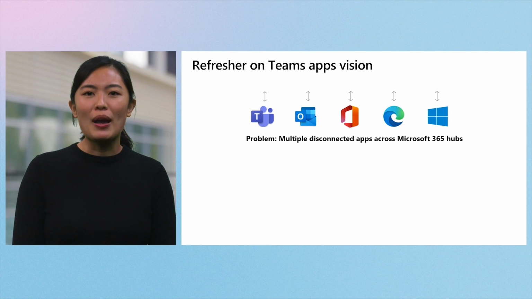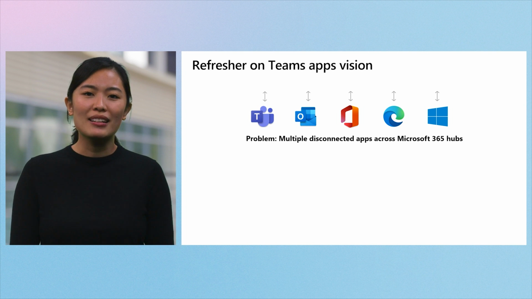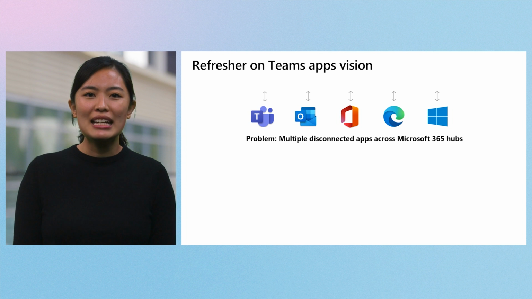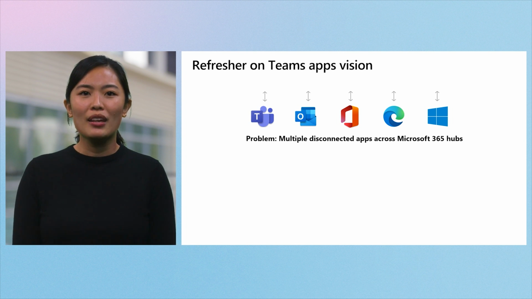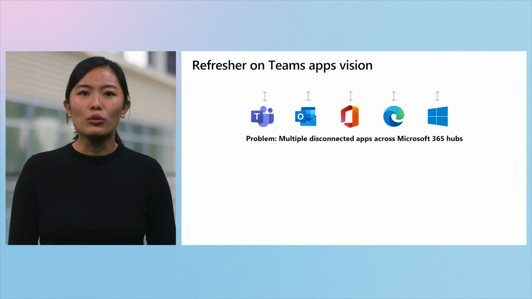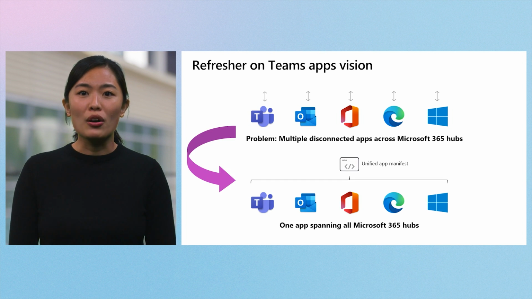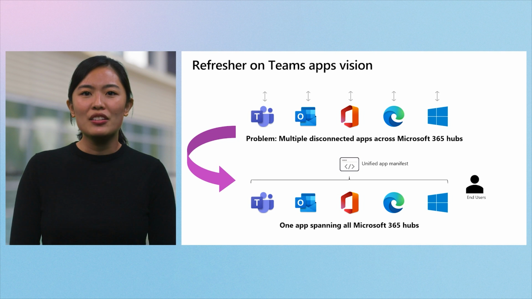Before Teams apps, you had to create a separate solution for each product you wanted to support, such as Microsoft Teams, Outlook, and Microsoft 365. Each product had their own model for programming, deployment, and end-user discoverability. This created confusion among developers, IT admins, and end users as they ended up with multiple disconnected apps across Microsoft 365. Teams apps provide a model to help you create a single app that expands across multiple products or hubs in a consistent way.